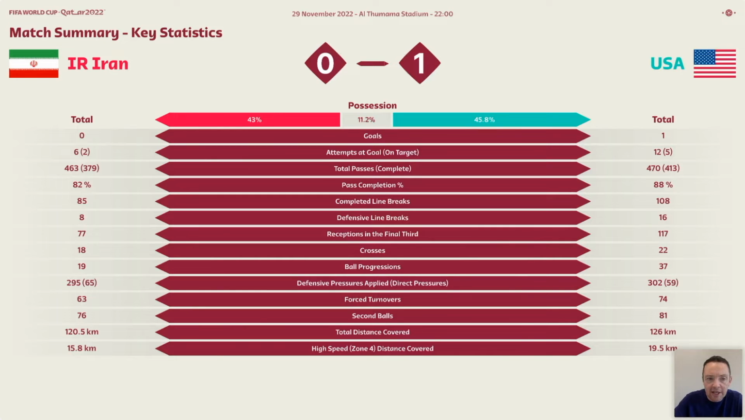If I'm a coach looking at this, the biggest number that jumps out at me in terms of the match is not necessarily completed passes. You can see it's 82 to 88 in favor of the US, but more so receptions in the final third, which I find a very, very interesting stat. Iran had 77 receptions in the final third, where the US had 117. If I'm watching the game and thinking, how did we do offensively? I'd be pretty happy with that number if I was a US coach. We're going to go into a bit more detail with these numbers. What FIFA have done is use this almost as an overview, and then they dig a little bit deeper, which I really like.